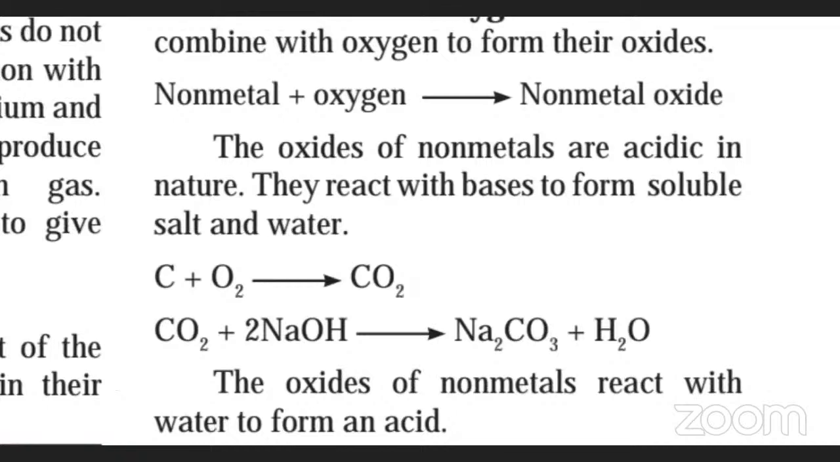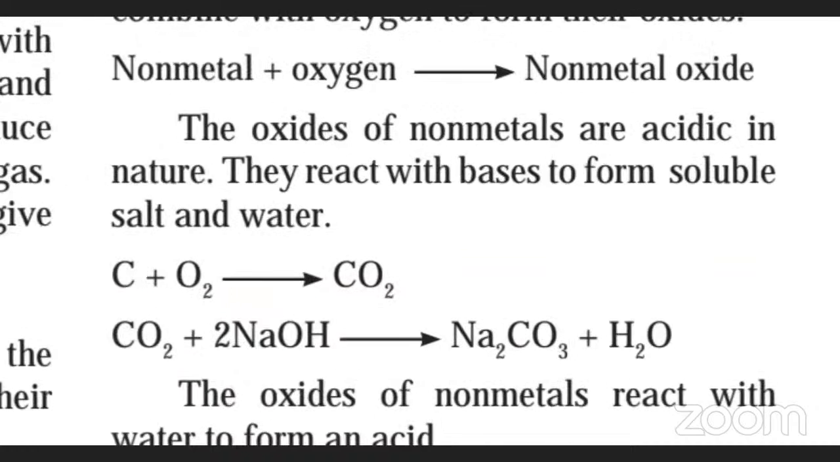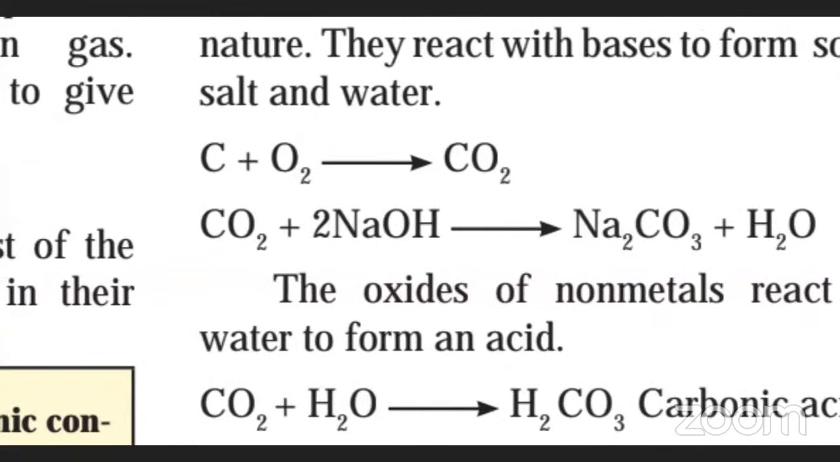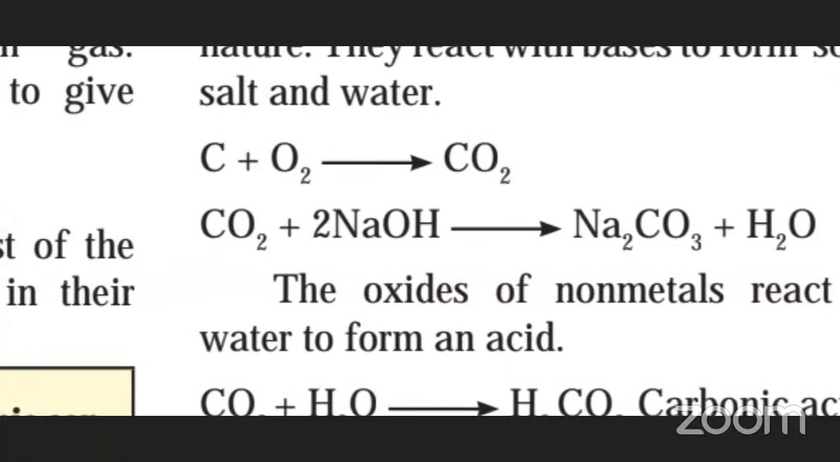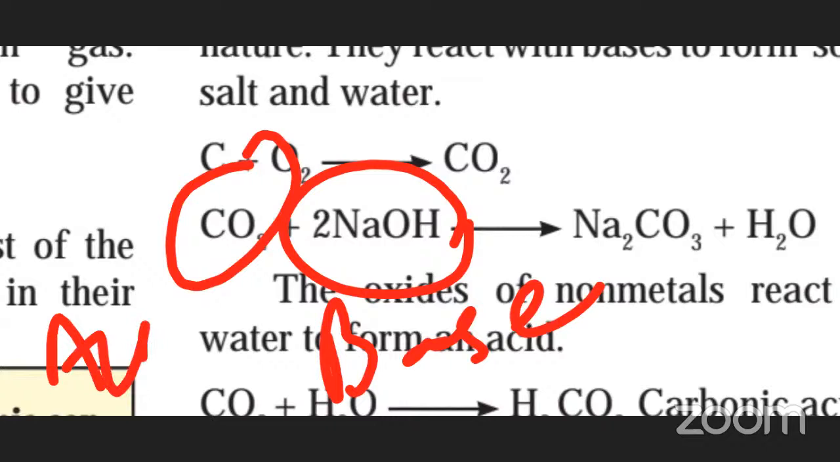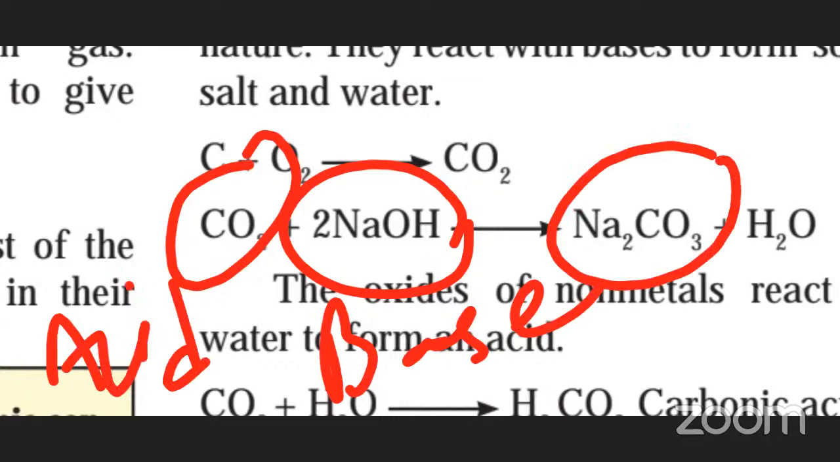Now why is this reacting with sodium hydroxide? We are talking about non-metals. So the oxides of non-metals are acidic in nature, and since they are acidic in nature, they are going to react with the base. We know that the sodium hydroxide is a base. This is a base. This is an acid. So there is an acid-base reaction, and the product which is formed is salt plus water.